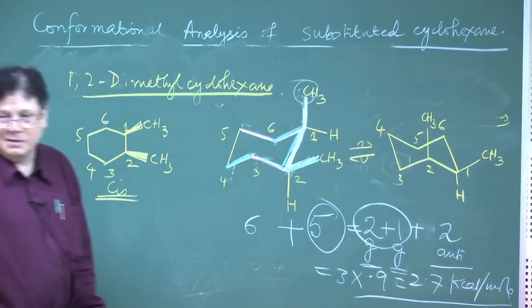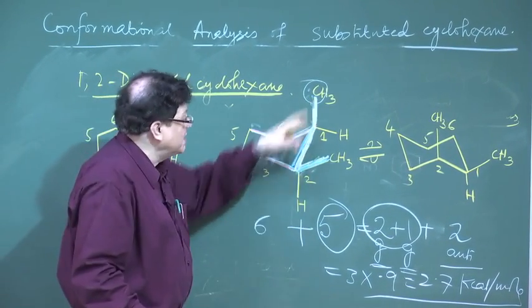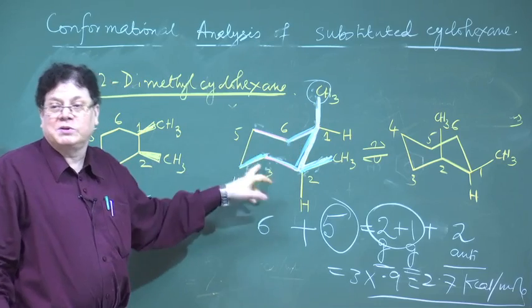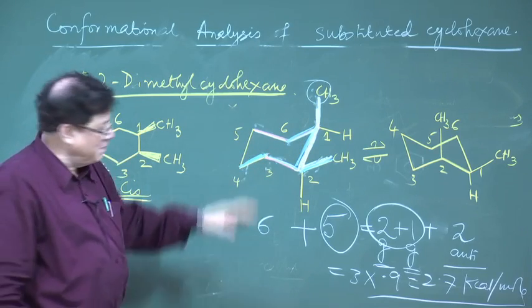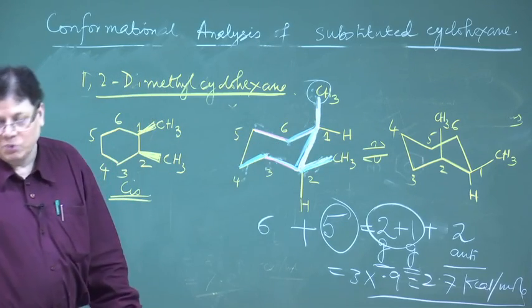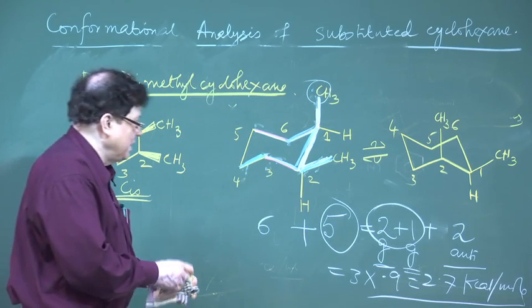So, that is clear. Now, this mutual relationship will not be there if they are in the 1-3 position. This happens because they are in the 1-2, they are having a 1-2 relationship.